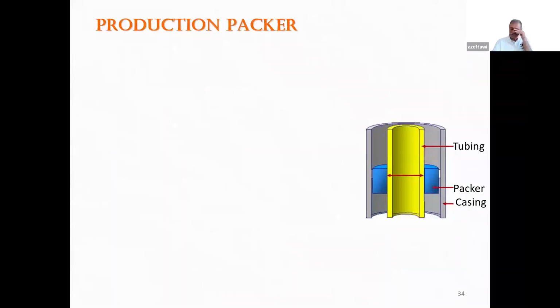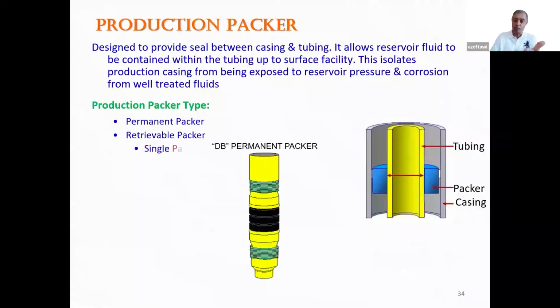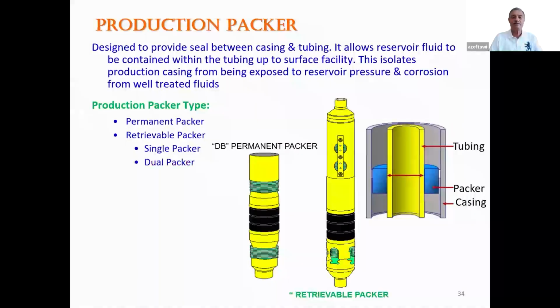Yeah, around 10 minutes left, so I need to talk about the packers and the tube and why we use devices to absorb the fluctuation. The production packer, we have two types of packer. We have permanent packer, this one, and we have retrievable packer, this one.